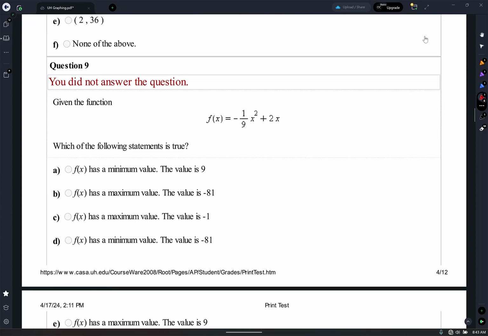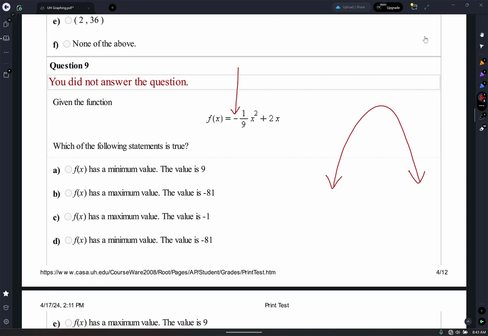Which of the following statements is true? All right, before you do anything, notice this is a parabola opening downward. So let's have some logic, guys. If you open downwards, this parabola, does it have a max or a min?